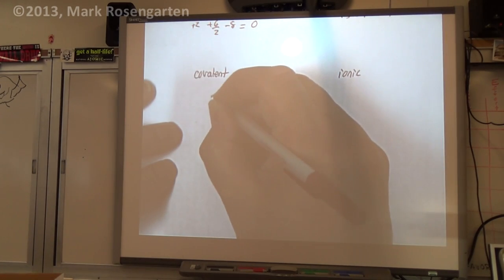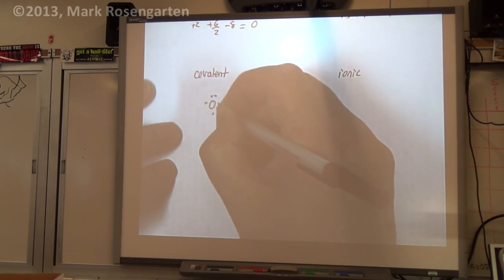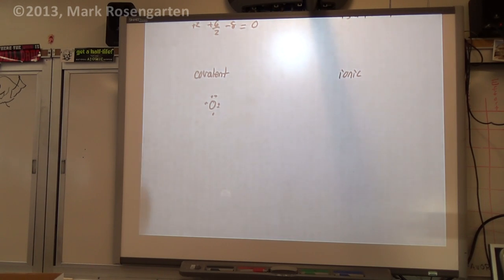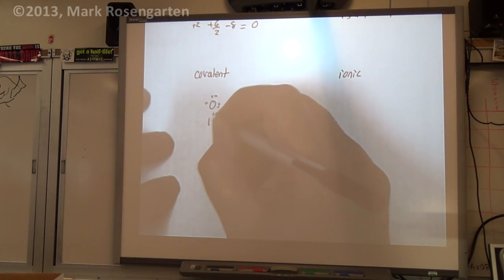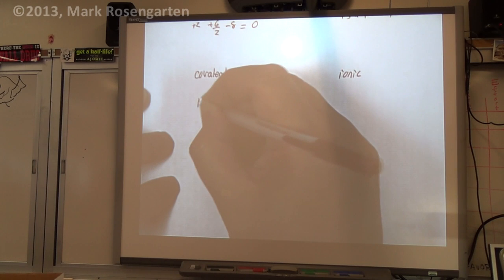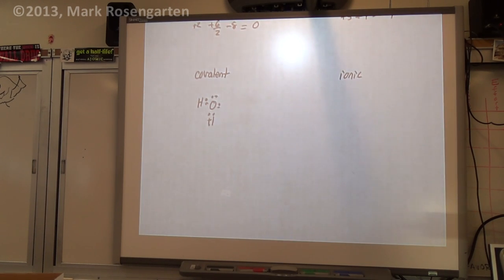If we have oxygen, which has 6 valence electrons, if we bond it with another nonmetal, like hydrogen, well, they'll just share their unpaired valence electrons, because sharing is caring.